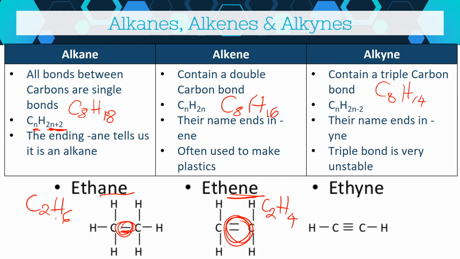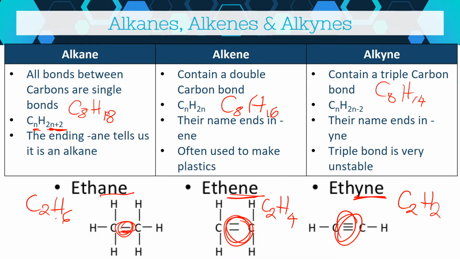And down here we have our example of ethyne. So you can see yne, that's how it ends. You've got your triple bond here, and we can double check our formula. We've got 2 carbons, so it'll be C2, and then H will be 2 times that, so 2 times 2 is 4, minus 2 is 2, and that's how many you have, 1, 2 hydrogens. So that is a bit of a summary of alkanes, alkenes, and alkynes.